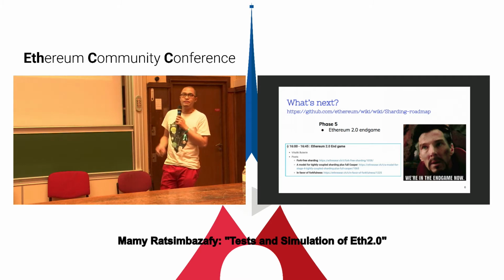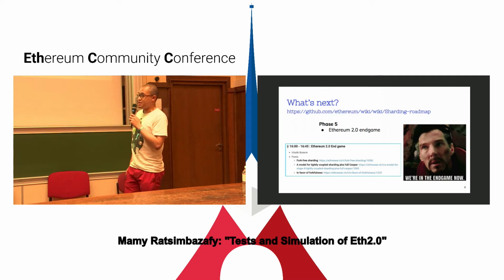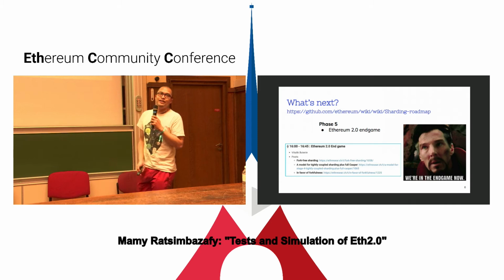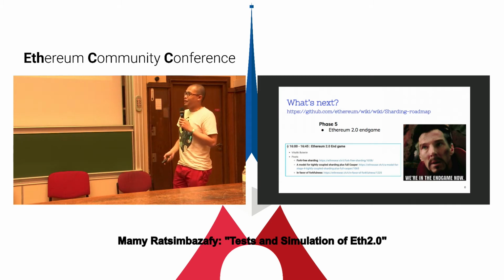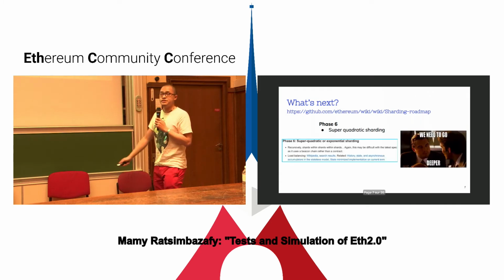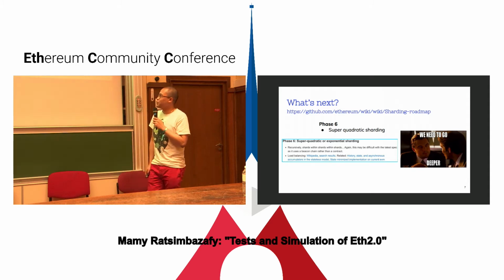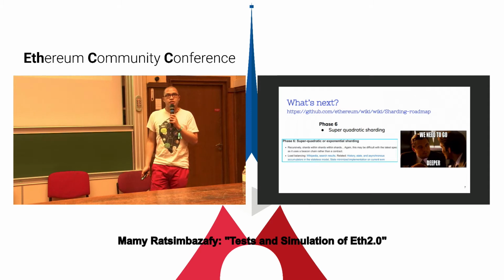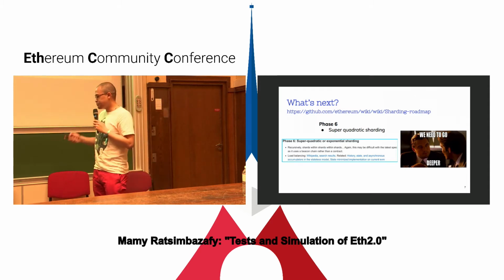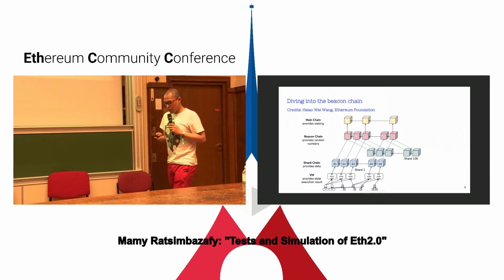So maybe we won't have a phase 5. It's called Ethereum 2 Endgame, and to be honest, I don't know what Vitalik has in mind, but you have some links in there. And actually, it's not the endgame. There is a phase 6, which is called super quadratic sharding with shards within shards within shards. So it's kind of inception, like, let's go deeper. Okay. So we now have the context.